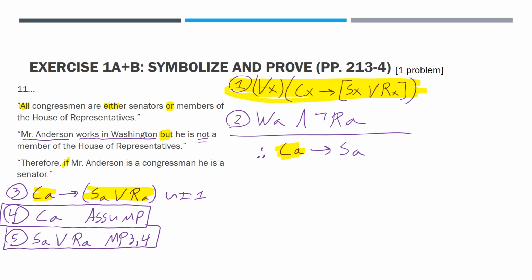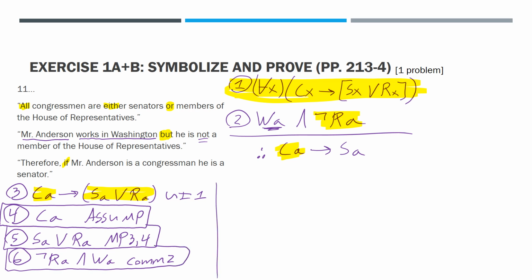We have a disjunction, SA or RA. Line 2, we have this not RA in a conjunction. And because some textbooks only allow us to simplify the first term, I'm just going to follow that convention. The Suppes Hill textbook allows us to simplify either term right away, but at any rate, we'll say not RA and WA by the commutative rule, line 2. And then for 7, we'll simplify to get not RA, line 6 under quarantine.